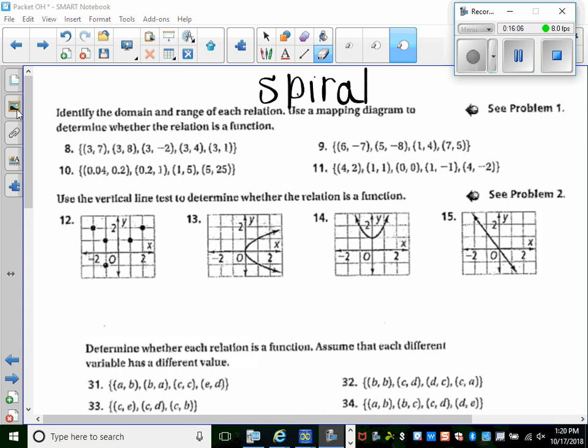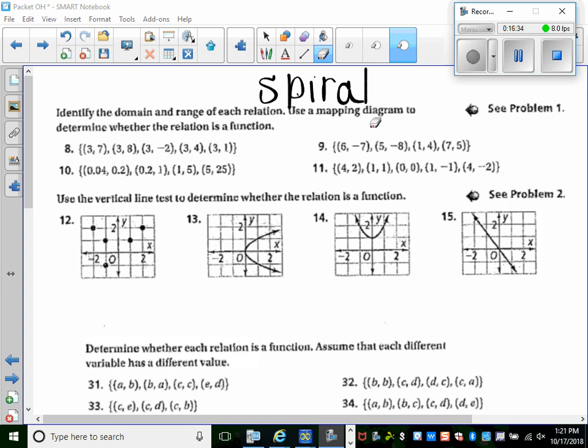So on page 16 is the homework. So this must be done where? Spiral. So please write it at the top of the page. No, I don't want half of it done in the spiral and half of it done on the worksheet. I want all of it done in the spiral. Okay, so the first question is just simply asking you to identify the domain and ranges. And then look, you have to make a mapping diagram. That's exactly what we just finished doing with those ovals.